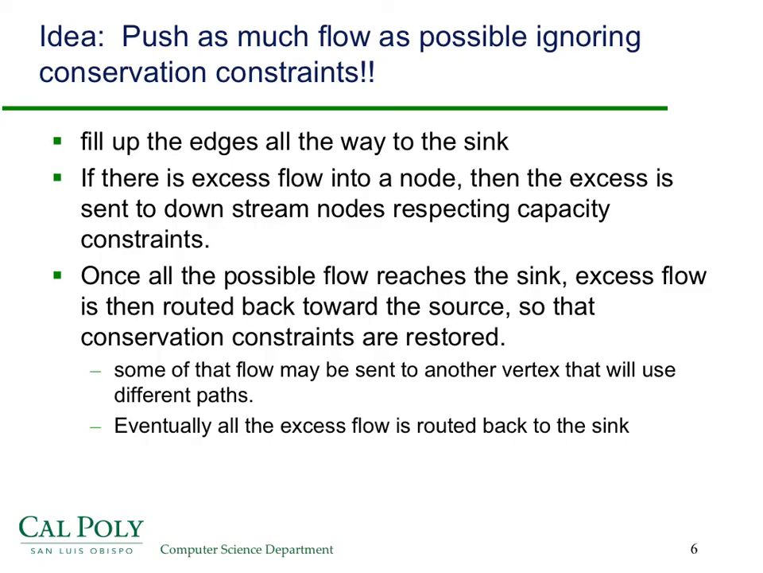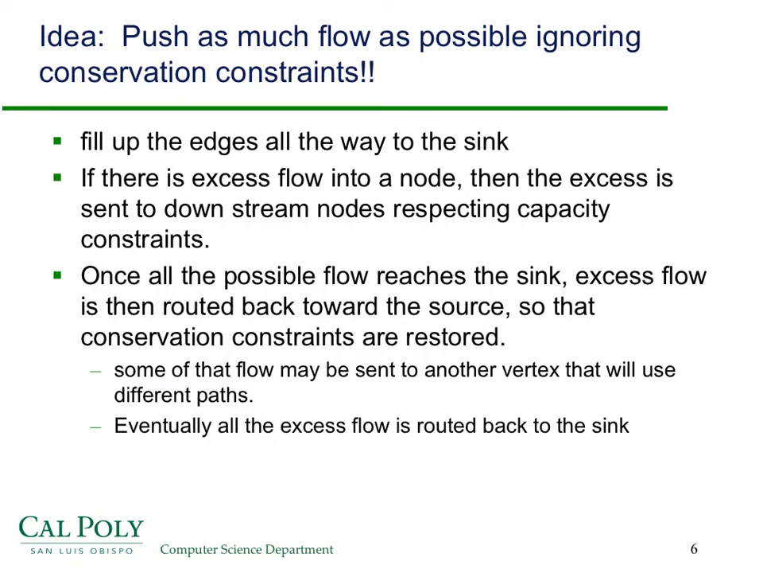So how are we going to do this? We're going to fill up the edges all the way to the sink, and then if there's excess flow into a node, then we'll try as much as possible to send it to downstream nodes, respecting the capacity constraints there. Now, once all the possible flow reaches the sink, then the excess flow has to be routed backwards towards the source in order to satisfy the conservation constraints at the vertices.